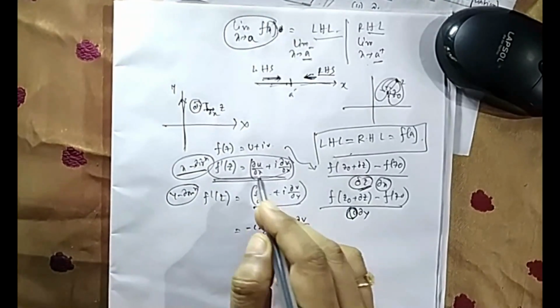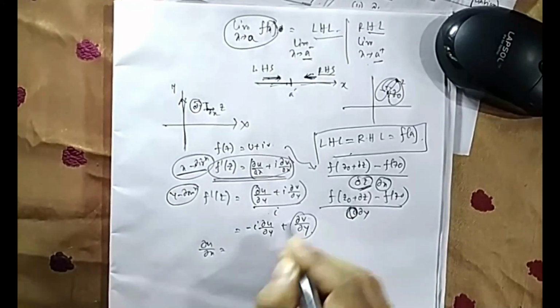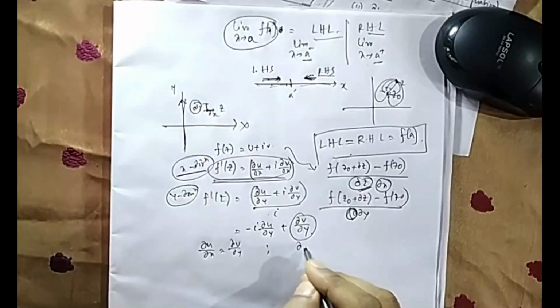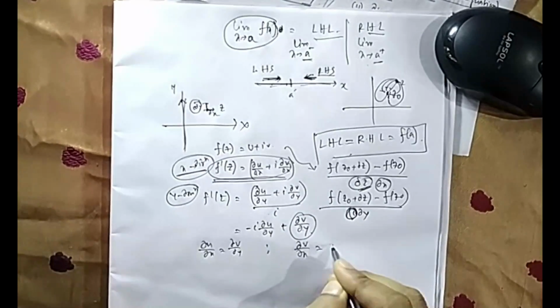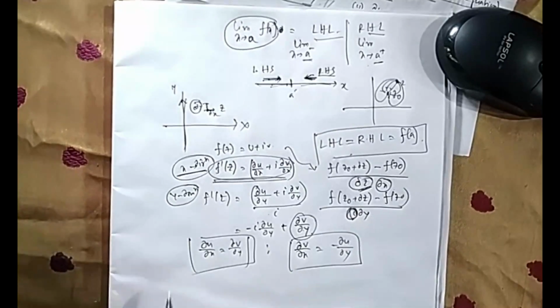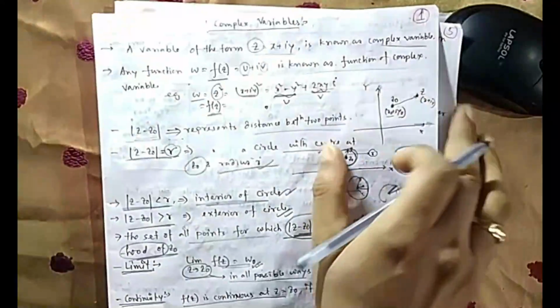If both these should be equal, you can see the real parts are equal. So del u del x is equal to, what is the real part here? del v del y. And what is the imaginary part? Here the imaginary part is del v del x, and here the imaginary part is minus del u del y. So this becomes your Cauchy-Riemann equations, the famous CR equations. These two are a necessary condition. These two are not a sufficient condition. They are necessary, meaning at minimum this should happen.